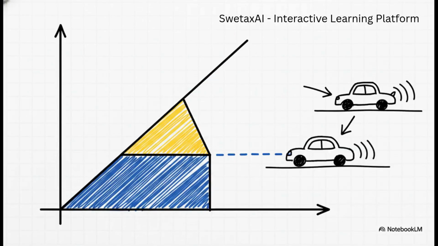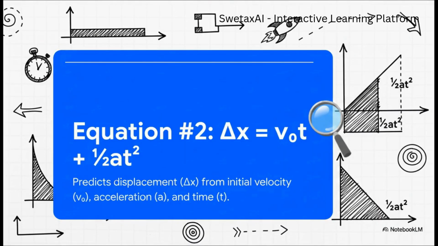And the best part is, we don't need any wild, complicated math to figure out this area. We can just break that weird shape into two things we totally know: a simple rectangle on the bottom and a triangle sitting on top. The rectangle's area, that's how far the object would have gone if it never sped up. And that triangle on top, that's the extra distance it covered because it was accelerating. And check this out. When we translate that geometry into the language of physics, we get our second masterpiece. You see that v0t part? That's the rectangle, the distance it traveled just by coasting. And the half at squared part? Yep, that's the triangle, the extra distance it got from speeding up. We just turned a simple picture into an incredibly powerful predictive tool.